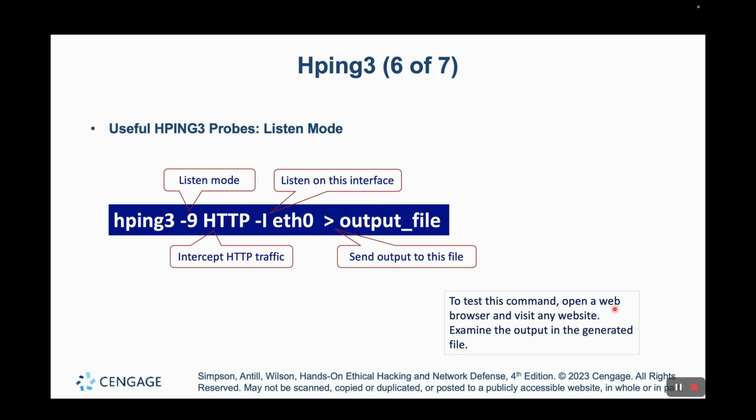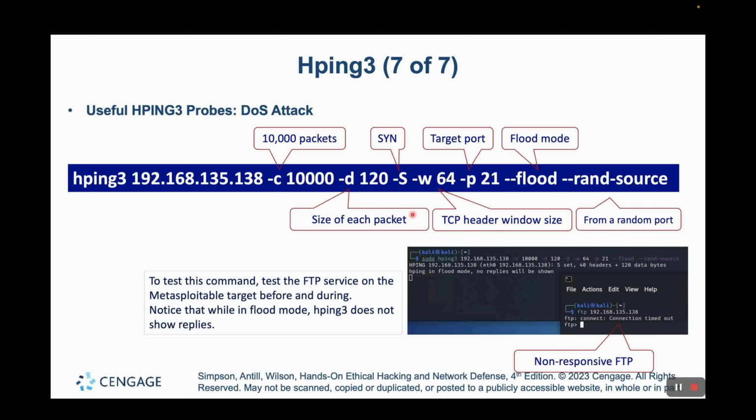Just open a web browser and visit any website, and then take a look at the output in the generated file you created right here. Now, there's also another option, useful, but of course, do not do it for doing a DOS attack. hping, and here's the target, and you want to send, the dash c is for the count, 10,000 packets, the size of each packet dash d 120.